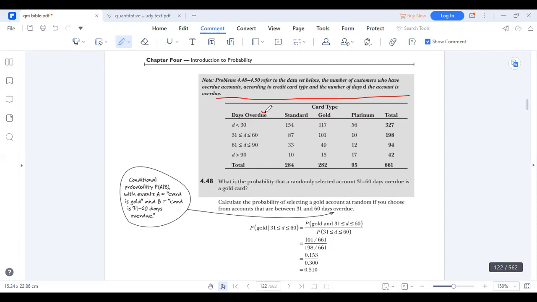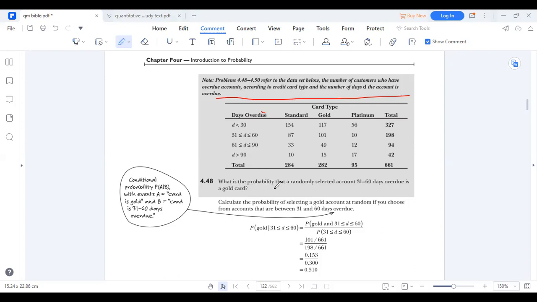We have the days overdue, the standard, less than 30. Then we have the columns for gold, platinum, and the total.